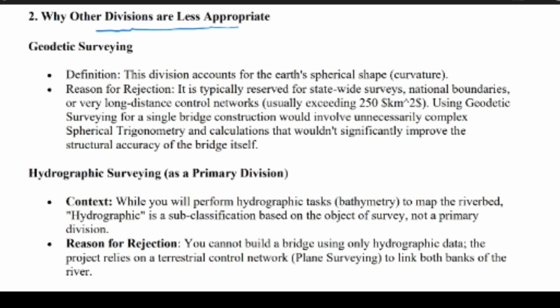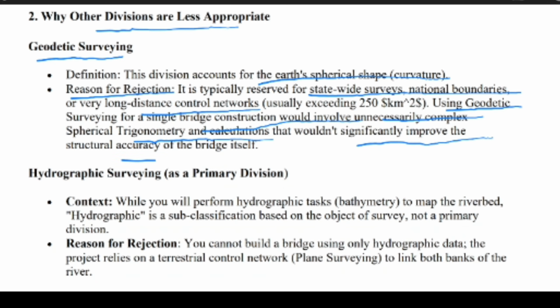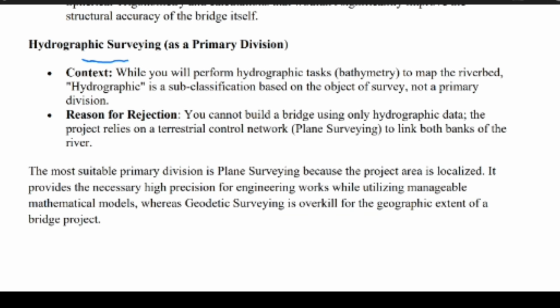So why are other divisions less appropriate? Coming to geodetic surveying: in geodetic surveying we consider the curvature of the earth, the shape of the earth. Why have we rejected it? Geodetic surveying is used for national boundaries and large dense networks. Using it for a single bridge involves unnecessary complexities in the calculation, and it is also not affected by the structure of the bridge itself.